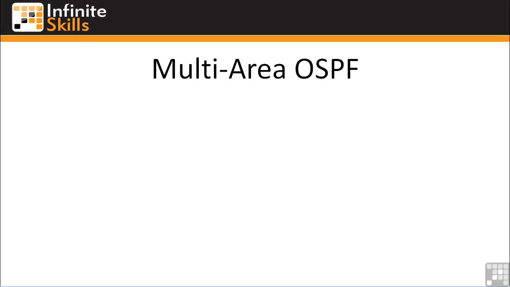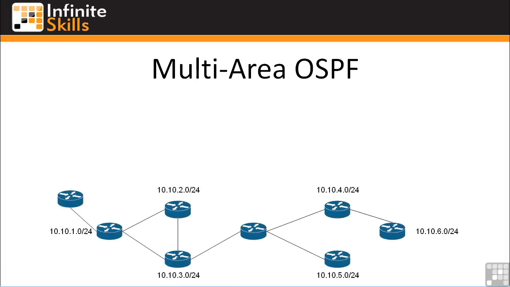At this level of CCNA, all we're really concerned about is what areas are and how they help my network be more stable. So let's take a network that looks something like this. Now, this network is all in one big OSPF area. It would be OSPF area 0, because you're required to have area 0 in every OSPF implementation.